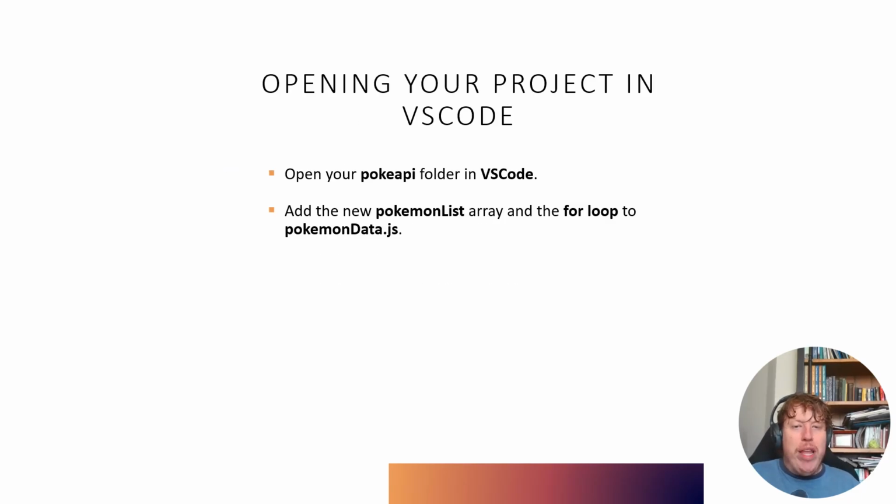Now, let's open your PokeAPI project in VSCode. Add the new pokemonList array and the for loop from the previous slide to your pokemon-data.js file. This will allow us to test the loop and see the output of all the Pokémon names.